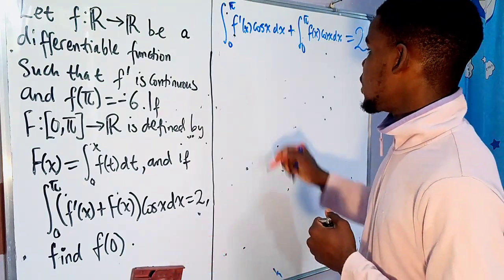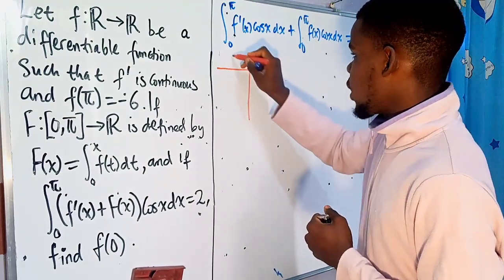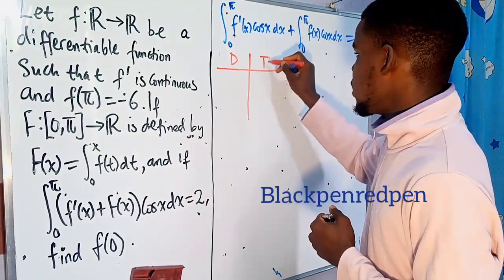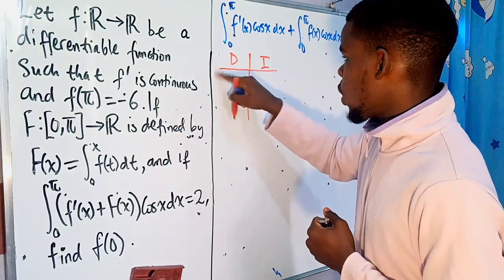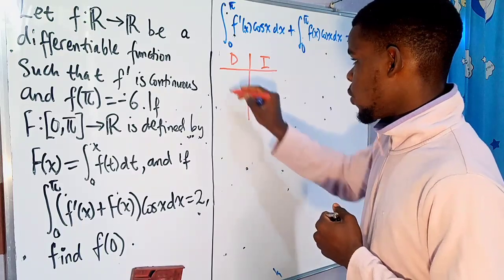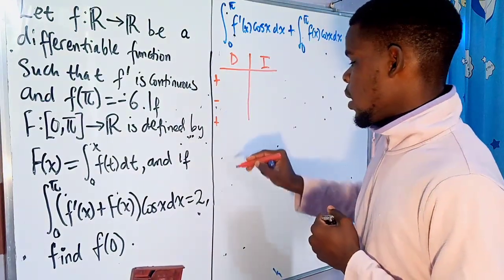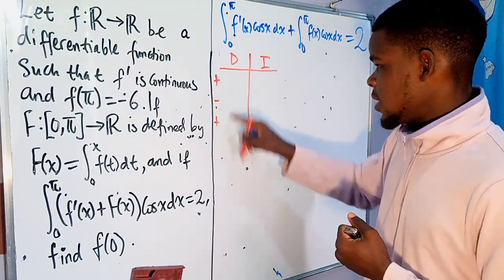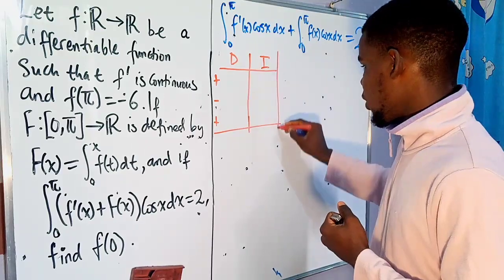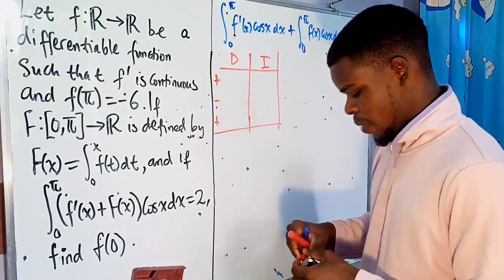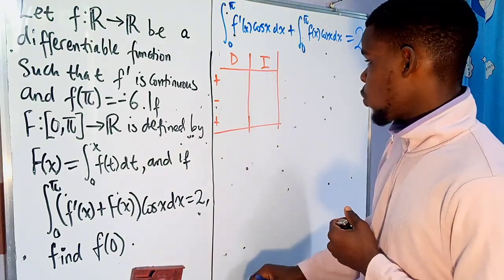So we are going to do the integration by parts, and I'm going to set it up using the DI method. You can check it out: black pen, red pen, D and I. D is the differential operator, and I is the integral, so D will help us to differentiate and I will help us to integrate. The next thing we'll do is alternate the signs, plus, minus, plus, and so on. But we are going to stop here because we just want to apply the integration by parts twice.